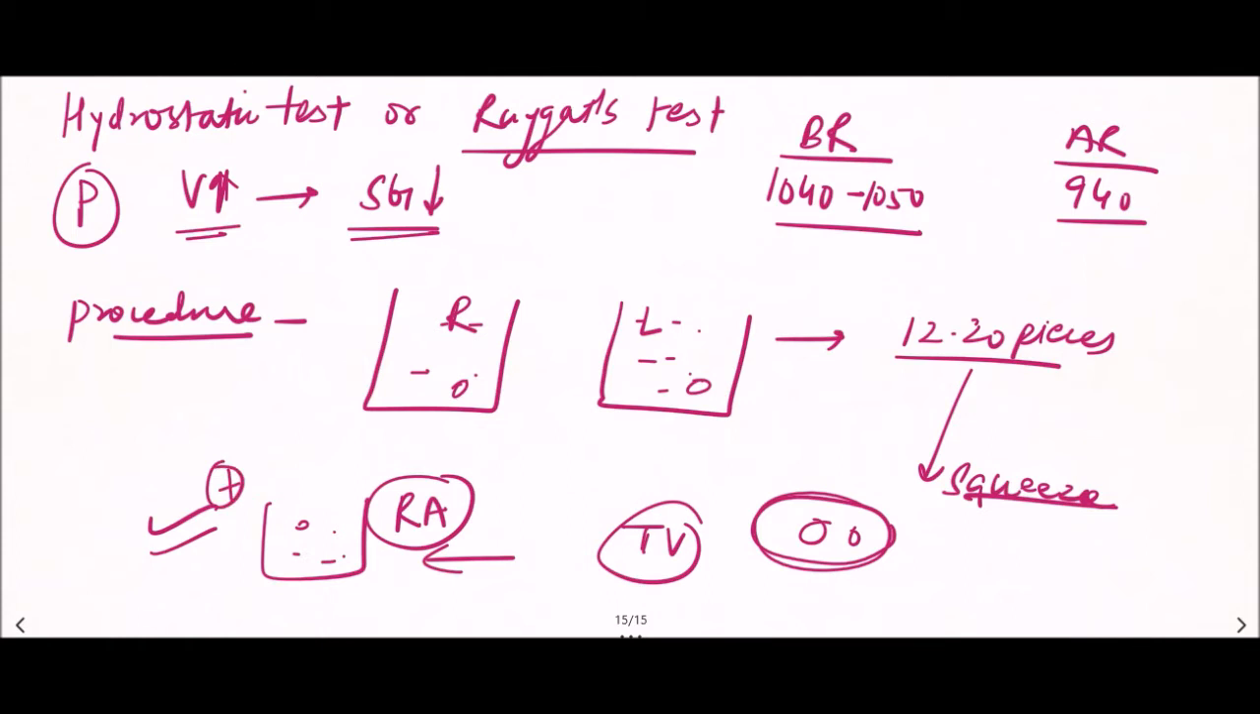But if these pieces sink after pressure, the respiration has not taken place. But if some pieces float and others sink, it indicates feeble respiration. So these are the various differentiations, whether respiration has taken place, whether there was no respiration or there was feeble respiration.